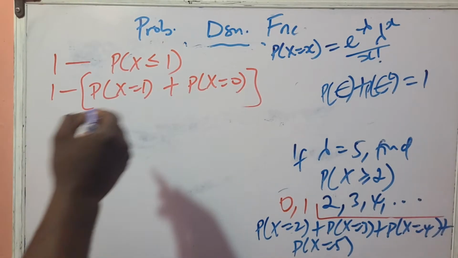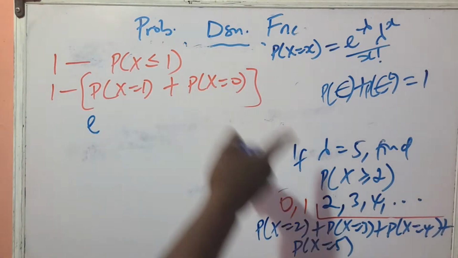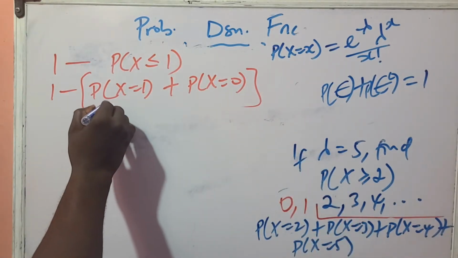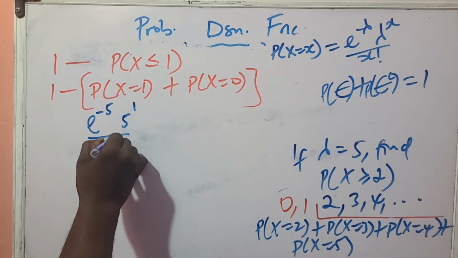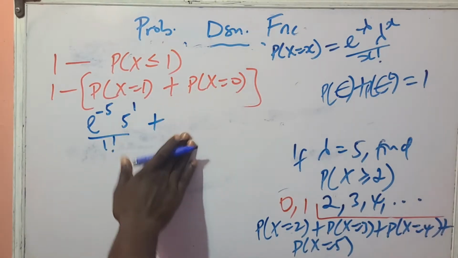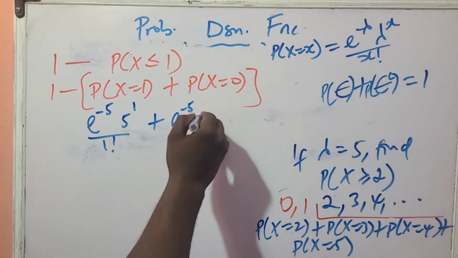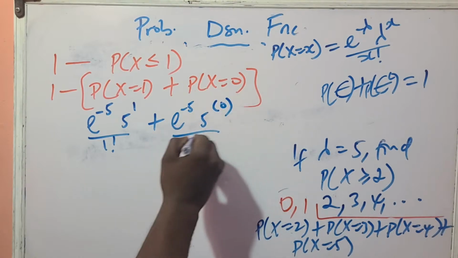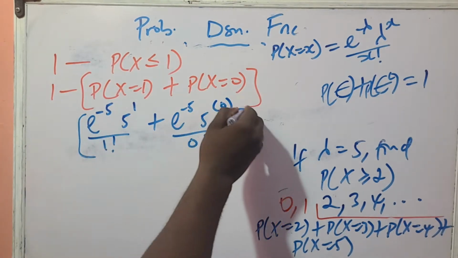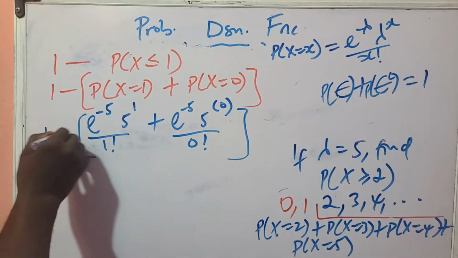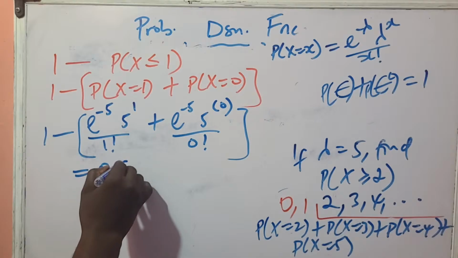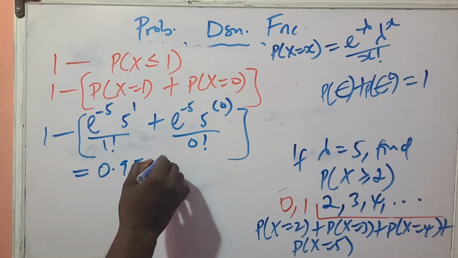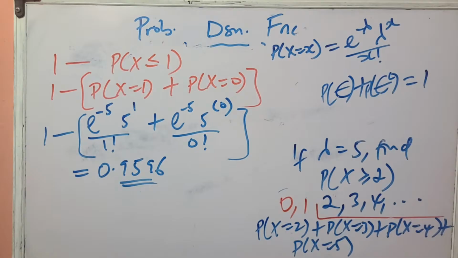So to get this, you'll be dealing with e raised to power, your lambda here was given as 5, minus 5, then 5 raised to power, your x here was 1, over 1 factorial, plus probability of e raised to power, still minus 5, then 5 raised to power 0 in this case over 0 factorial. So this is what you'll be solving. Pressing this on the calculator, whatever answer you get here, you subtract from 1. I believe you'll get an answer of 0.9596. It's that simple.